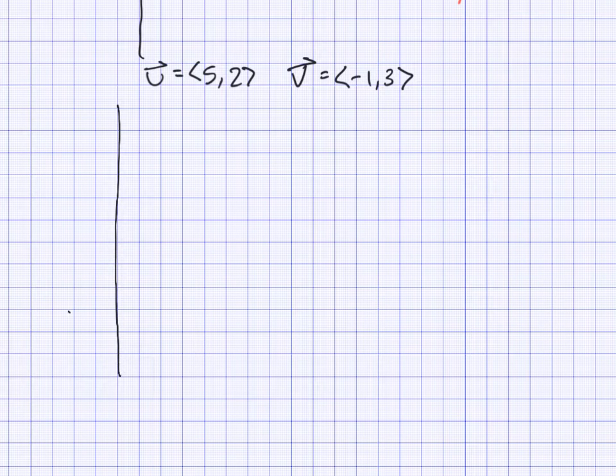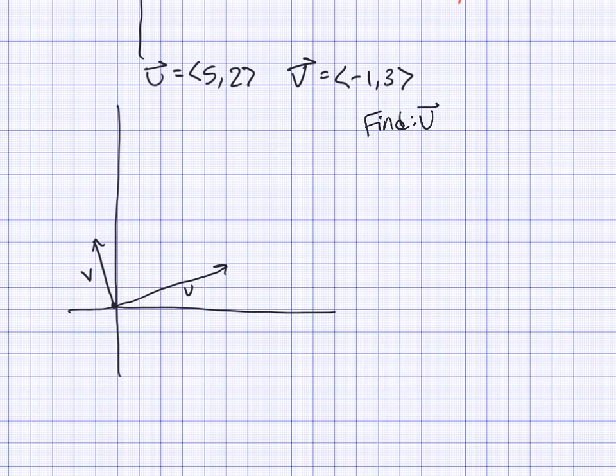Let's see. Vector u is 5, 2, and vector v is negative 1, 3. So I'm going to regraph that for us. So let's see. Here's our vector v. Here's our vector u. And we want to find now, we're going to do u minus v.